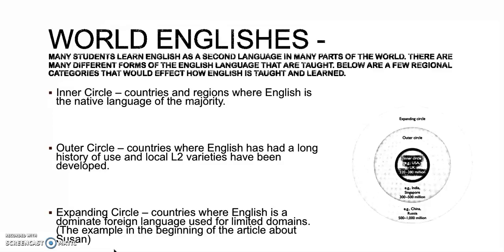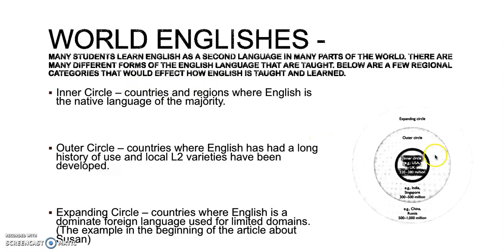The first thing that popped out to me was the World Englishes subcategory, and many students learn English as a second language in many parts of the world. There are many different forms of the English language that are taught, and below are a few regional categories that would affect how English is taught and learned. So I went ahead and just pulled this graphic straight from the article, and it talks about these circle bands and how English kind of works in each of those categories.